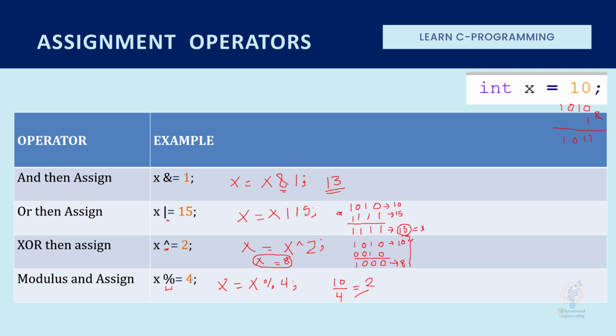Now 2 multiplied by 4 equals 8. 10 minus 8, where 10 is the original value and 8 is the result of the multiplication, will equal the remainder, which is 2. So the answer here will be 2. X will equal 2. And I just showed you how to calculate it.